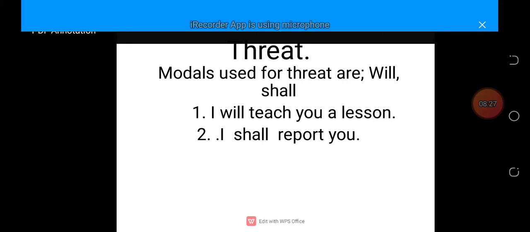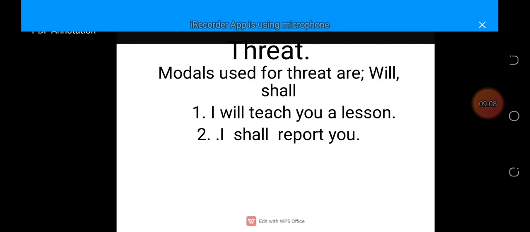Modals used in expressing threats. We are saying the word threat means a source of danger. So when we use the word threat, it means that we are confessing danger. Some of the modals we can use are will, shall. Let's look at how this can be effective in our sentences.